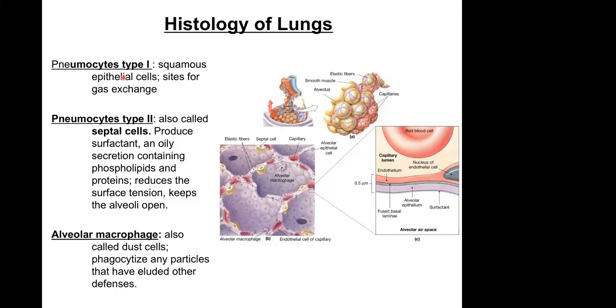So type 1 cells, the squamous epithelial cells. Obviously epithelial cells means they have a basement membrane. So this is an alveolar epithelial cell in this picture. That's the basement membrane. The purple color in this picture is the alveolar epithelium, and the gray color is basically the basement membrane.